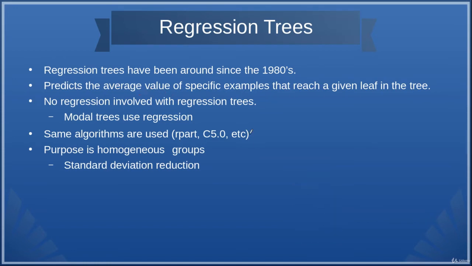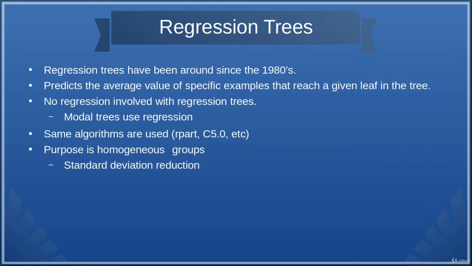You can see right here that regression trees have been around since the 1980s, so about 40 years now. And what they do is they predict the average value of specific examples that reach a given leaf on the tree. So remember, we talked about the difference between parent node, leaf, and trees. And so what's happening with numeric prediction trees is that you're trying to, as you go down the tree, predict the average as you split the tree. So splitting is based on the average, the mean of that particular group.